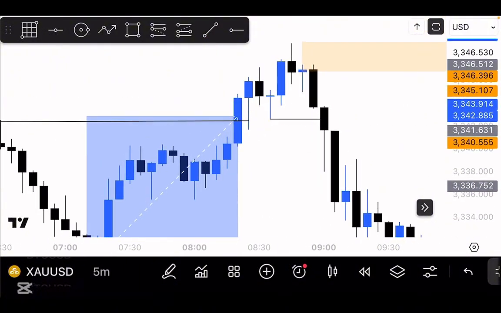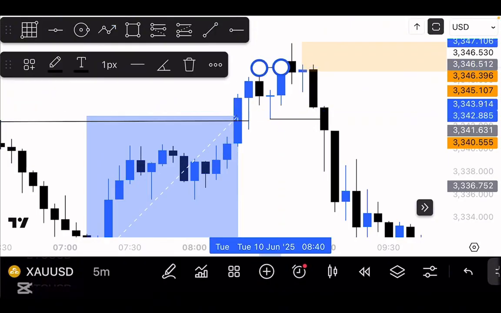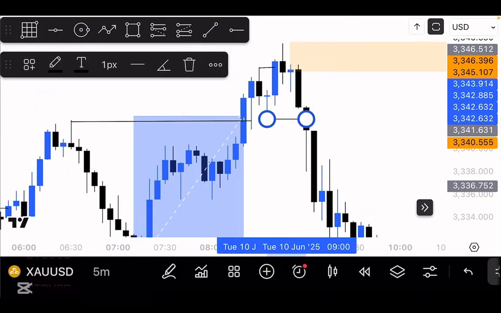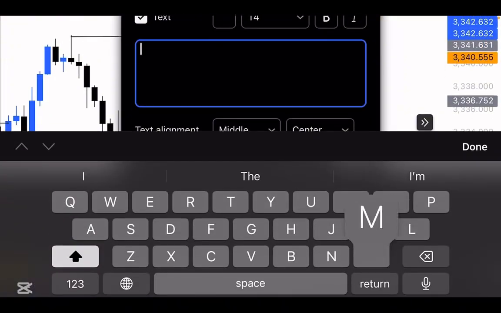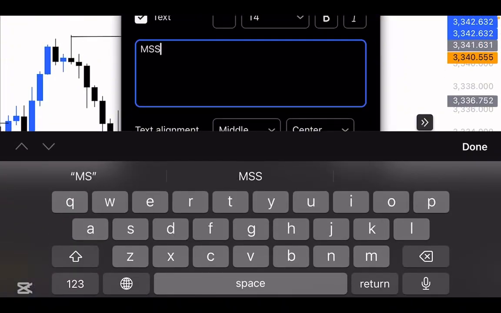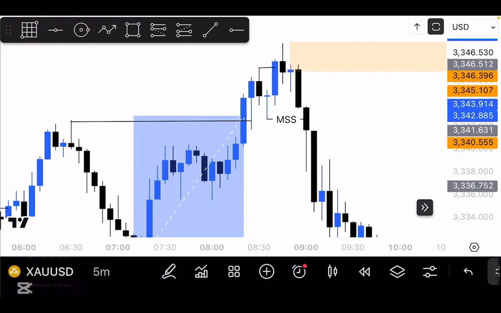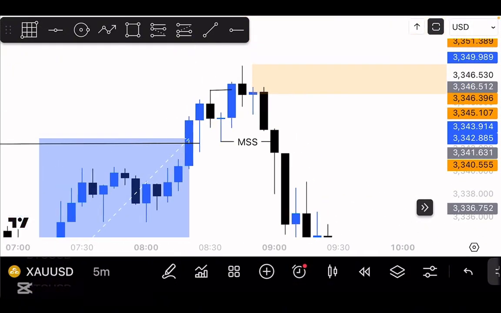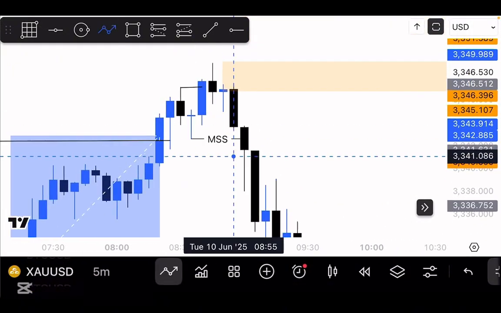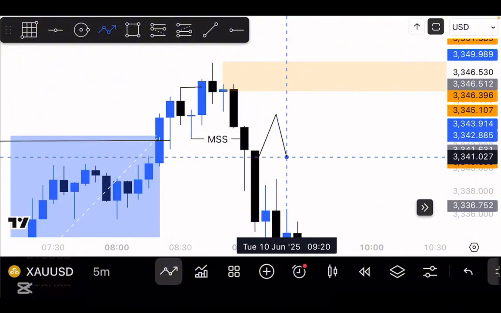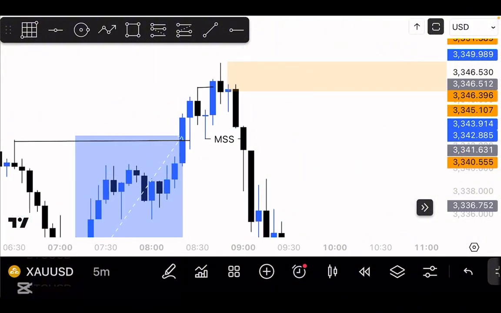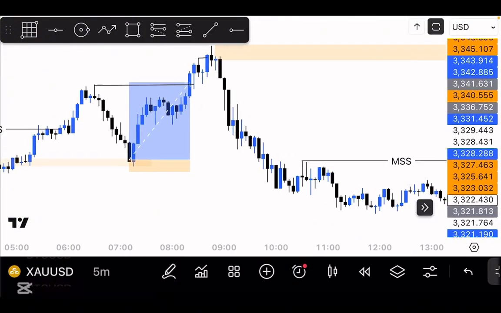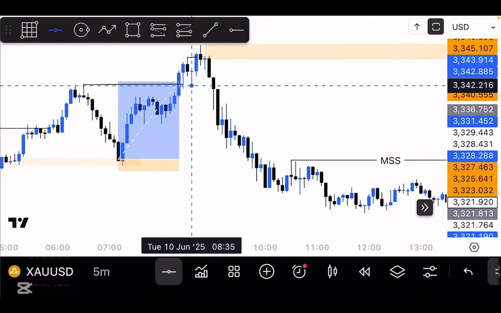You see price was moving in a clear uptrend. Then the next thing price did, it changed character. So this is going to be an MSS. Then after price changed character, it did not retest. It didn't retest this level. So let me just delete this, too small. Then this was the first low.